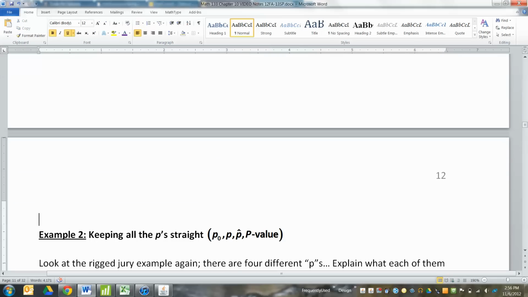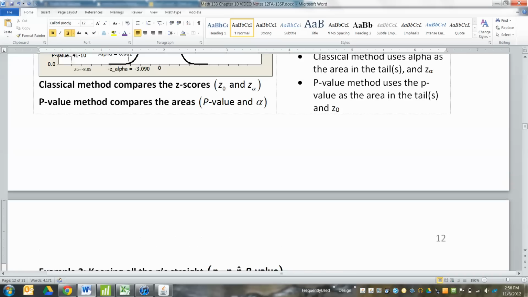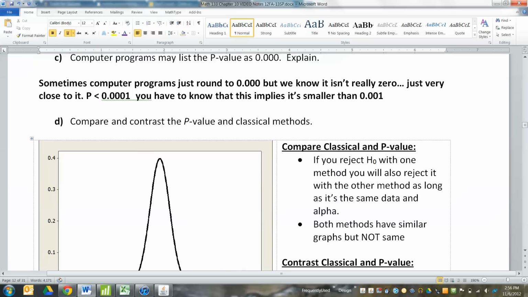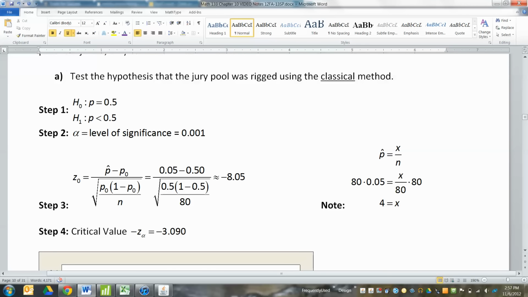There are a lot of p's floating around, and I don't mean the green kind you put in stew. So there's p0, p hat, and p-value. So p0 is the null hypothesis proportion. It's what we assumed to be true. In our example, it's 0.5. So we assumed that the proportion of African Americans on that jury was 0.5, just like it should have been.